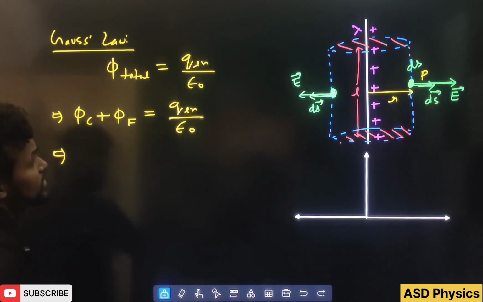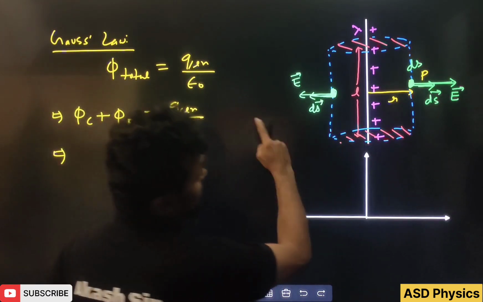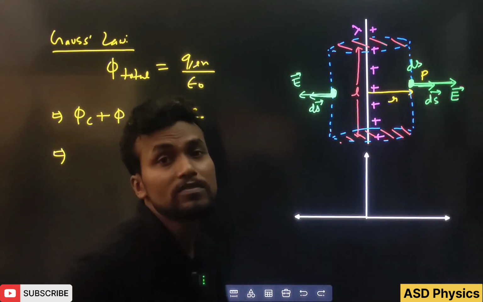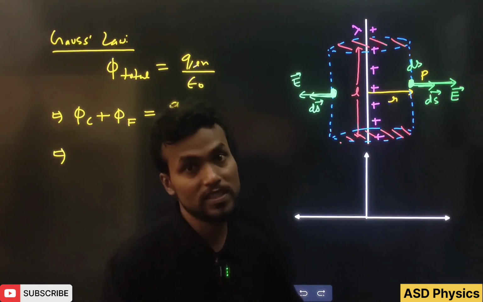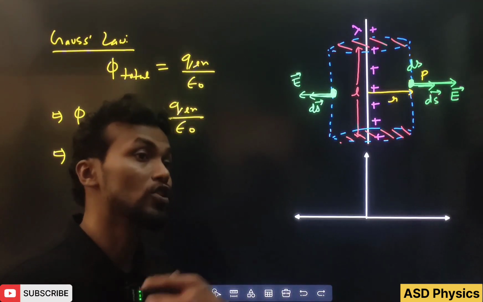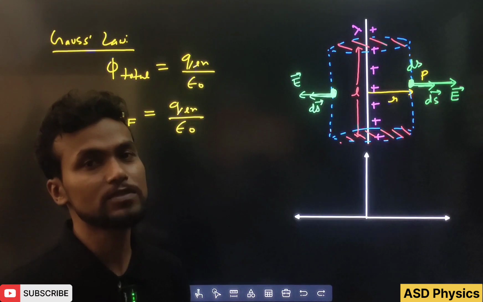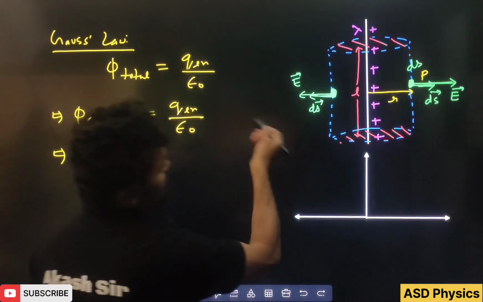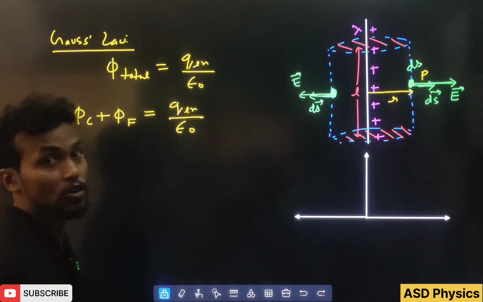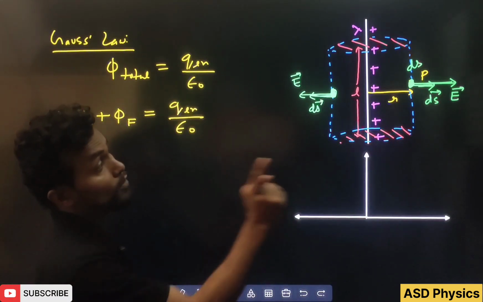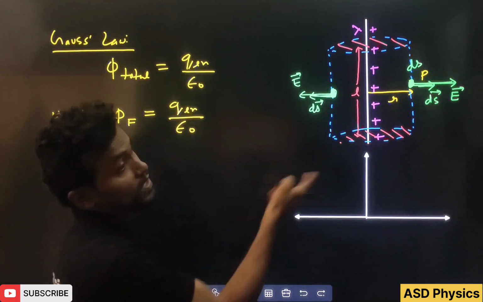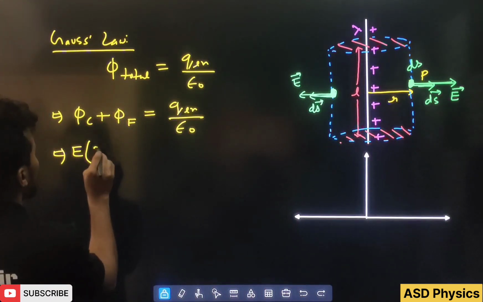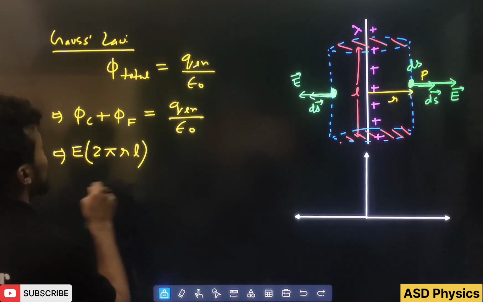So now if we talk about the curved surface, you know very well, as I have shown you, the angle between electric field and area vector is 0 degrees, and you know the flux formula, EA cos theta. Cos 0 is 1, that means we just have to multiply electric field and the area. At all points of the curved surface, the electric field will be constant, E. The radius is r, the length is L, so the area of the curved surface will be 2 pi r L.